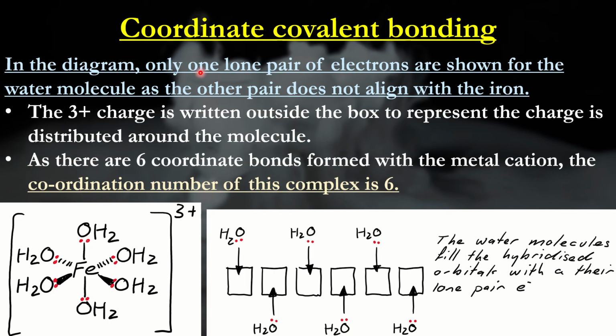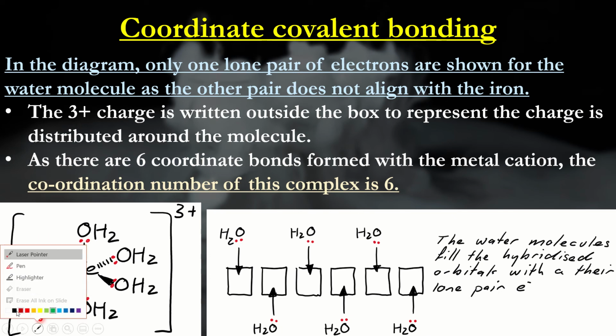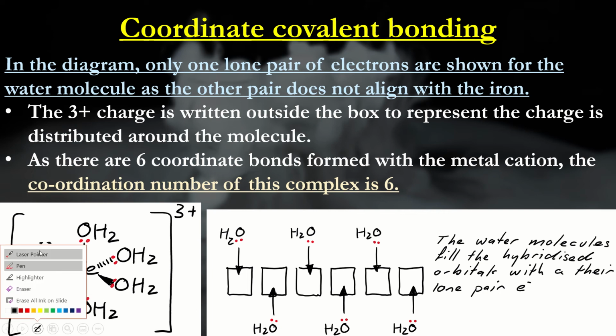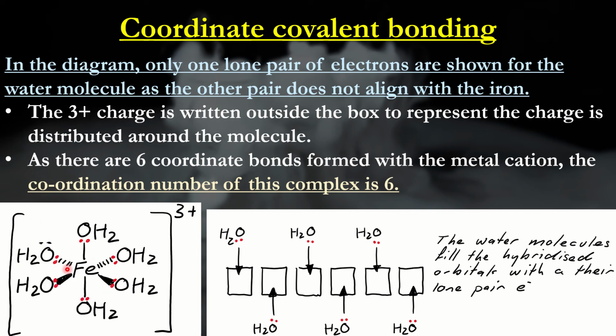In the diagram, you can see only one lone pair of electrons is shown for the water molecule. At the start of this lesson, we said that water has 2 lone pairs. But you can see when it bonds with iron, one of the lone pairs would be orientated in the wrong direction to form another bond with iron.